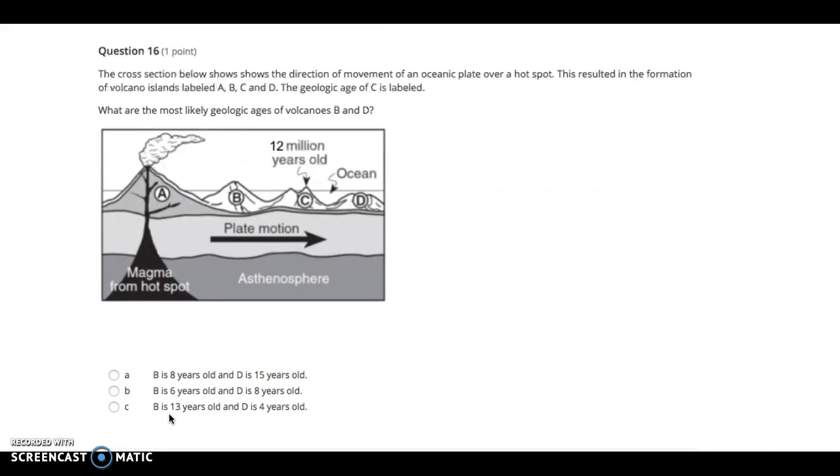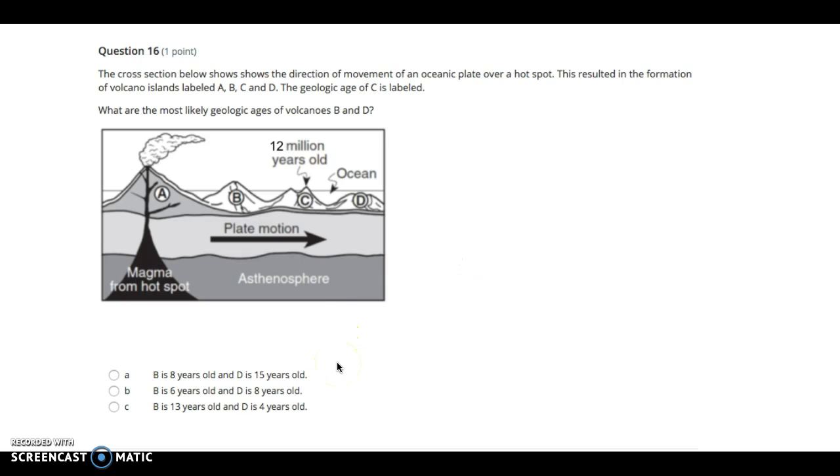Question 16. The cross-section below shows the direction of movement of an oceanic plate over a hotspot. This resulted in the formation of volcano islands labeled A, B, C, and D. The geologic age of C is labeled. What are the most likely geologic ages of volcanoes B and D?